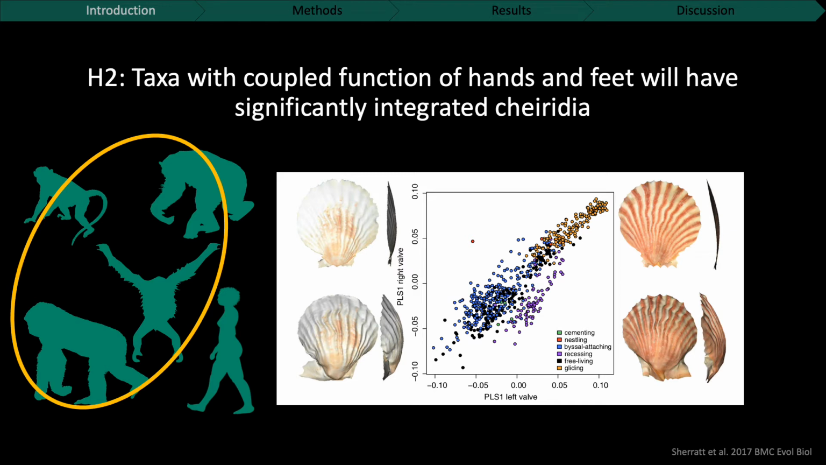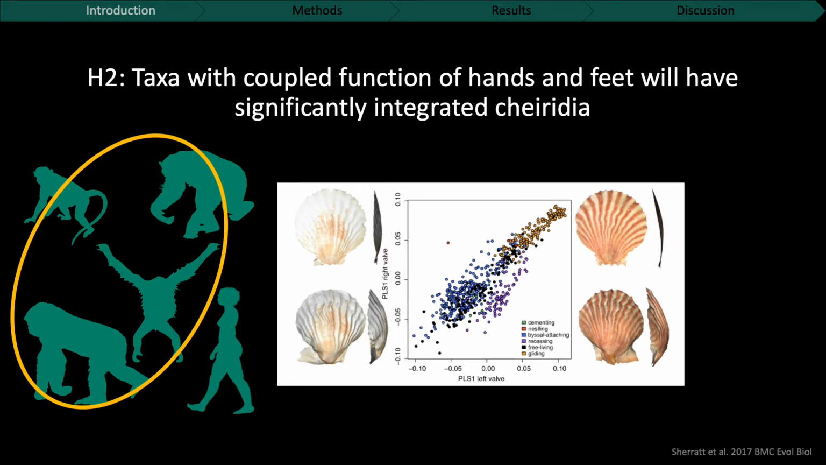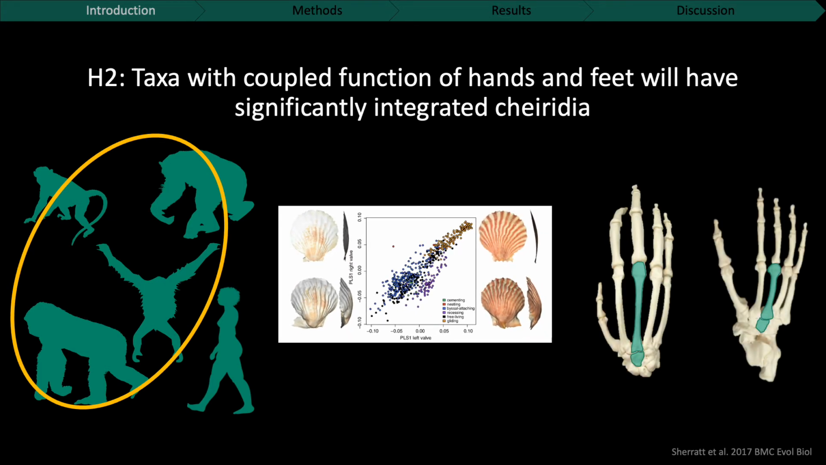Integrated refers to morphological integration. This is an assessment of the degree by which traits covary or correlate with one another, either functionally or developmentally, like these bivalves in terms of valve thickness. Now, chiridia is just another word for hands and feet.